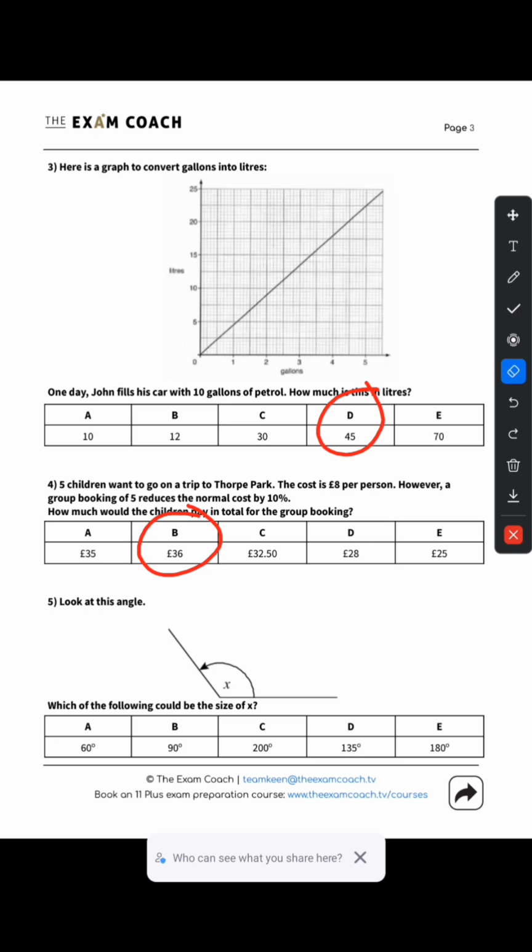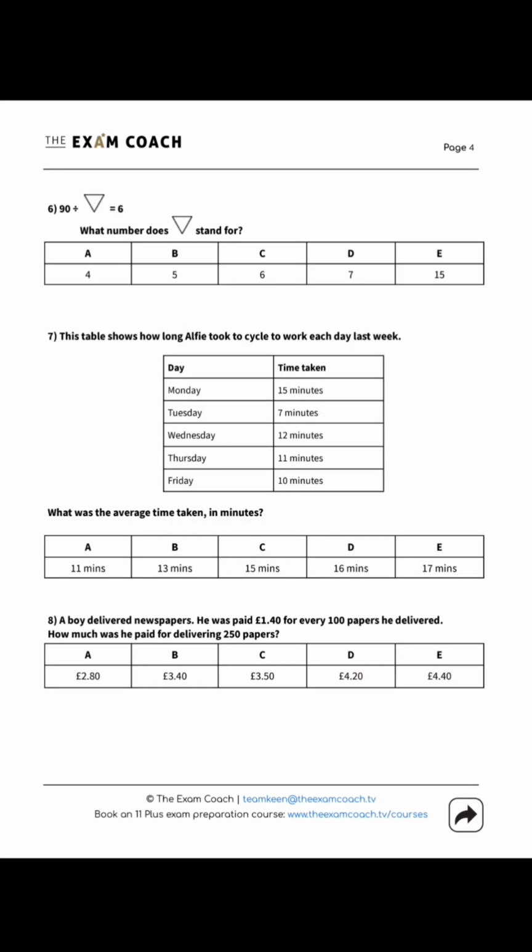Number 5. Which of the following could be the size of X? Looking at it, we know that a right angle is like this. It looks like this. But this is over 90, but it's not all the way to 180 degrees. 180 degrees will give us a full straight line, like that. But this is more than 90, but not all the way to 180 degrees. So looking at it, the angle that is more than 90, but not all the way to 180 degrees is 135. And that's the answer to this question.